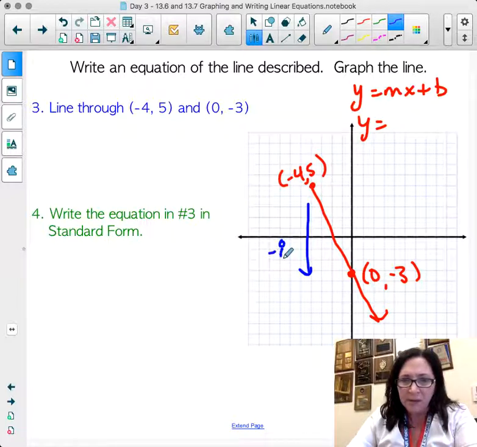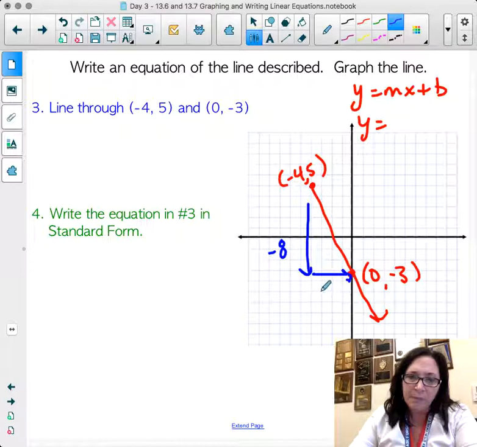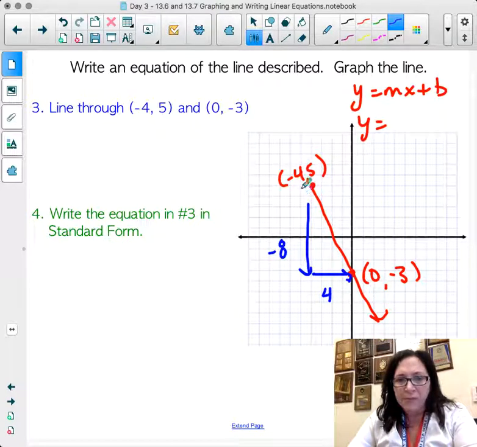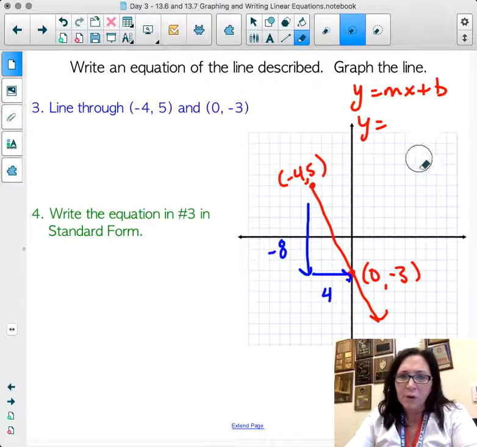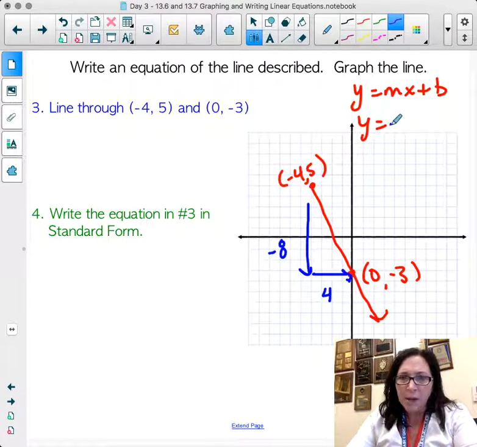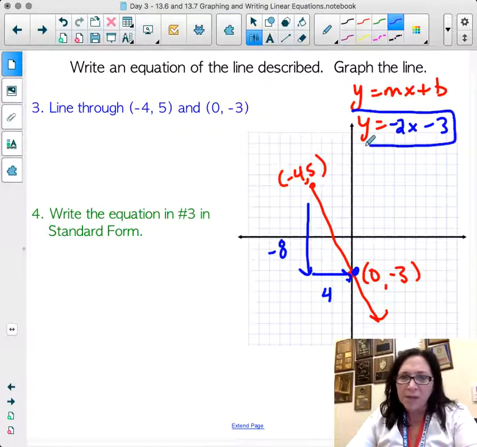8, so negative 8. And moving over, if it was at negative 4 and I'm moving over here, then that means that's a 4, right? So my rise is negative. So that's going to be negative 8 over 4, which is negative 2. So my slope is actually negative 2. So y equals negative 2x minus 3, because negative 3 is my b. That's my y-intercept. So this is the equation in slope-intercept form.